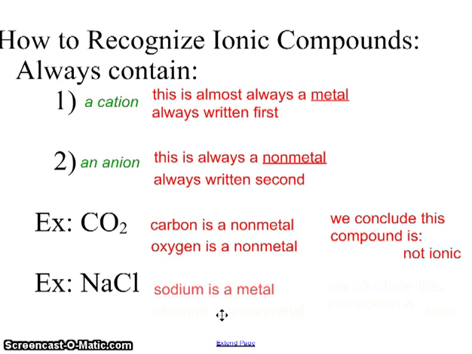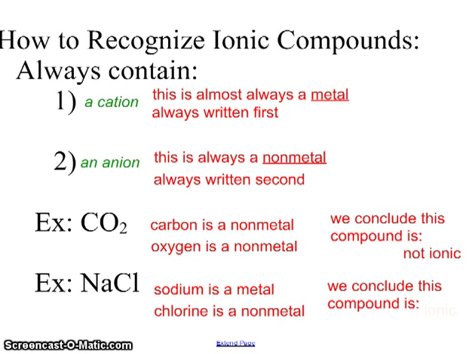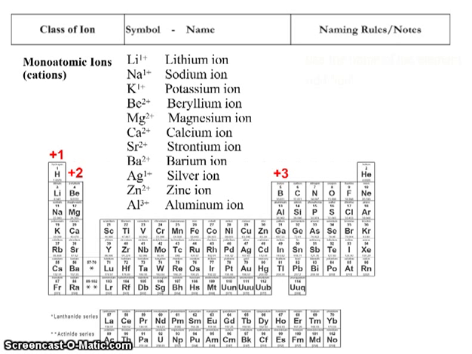Sodium is a metal. Chloride is a nonmetal. Metal and nonmetal combination, we can conclude that this compound is ionic. So looking at the formula NaCl, you should recognize it as an ionic compound just from the combination of a metal with a nonmetal.